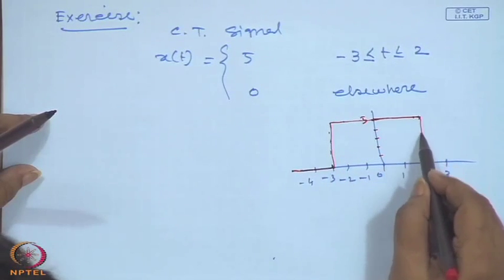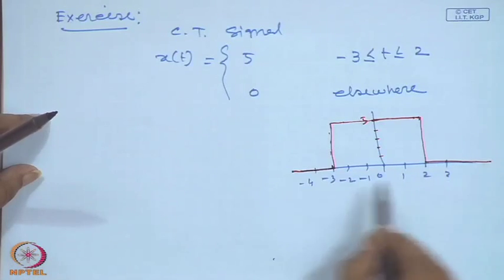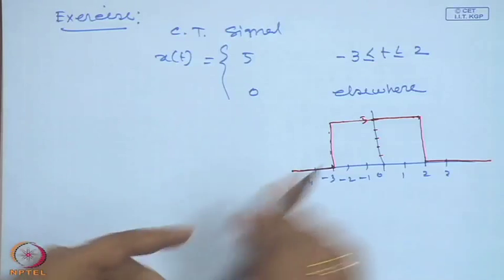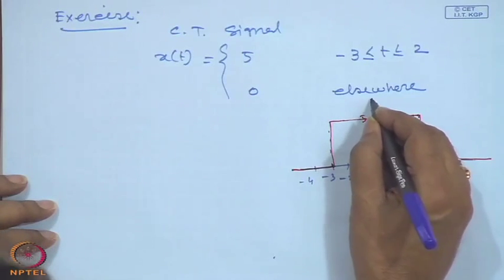So as t tends to infinity on either side, this is 0. So we will use the energy signal definition: what is the energy content in the signal? And when x of t does not tend to 0 as t tends to infinity, then we will use the power definition: what is the power content in that signal?